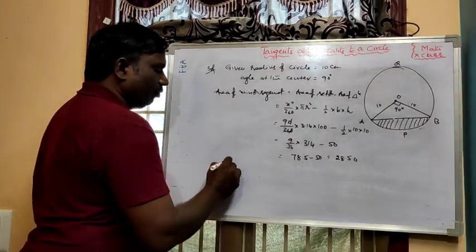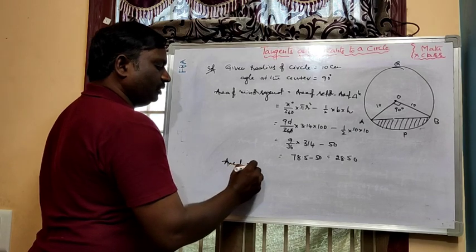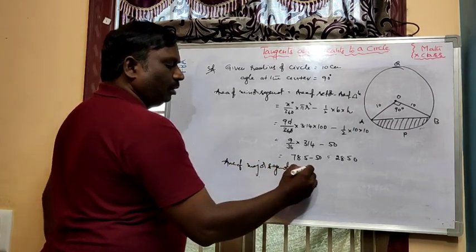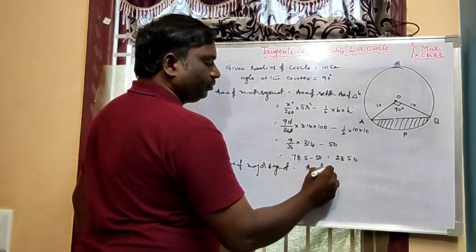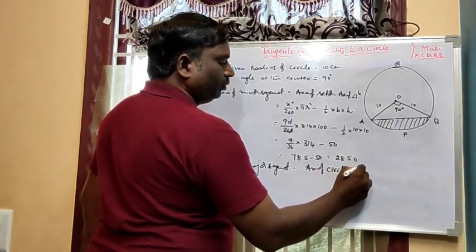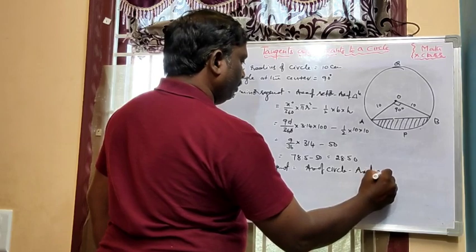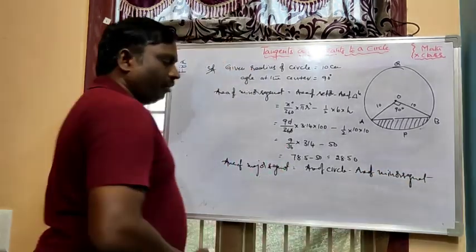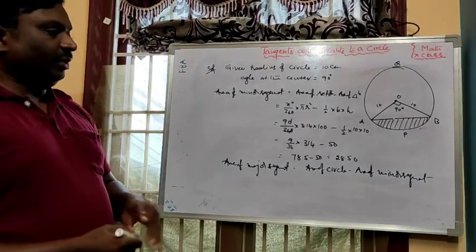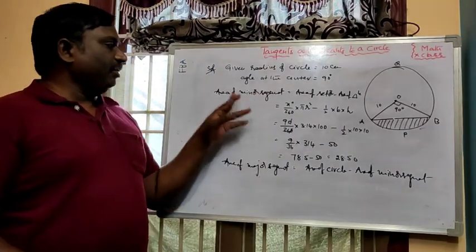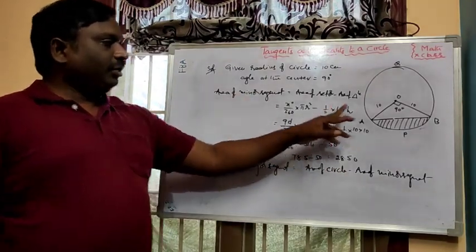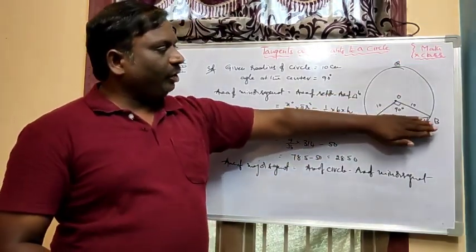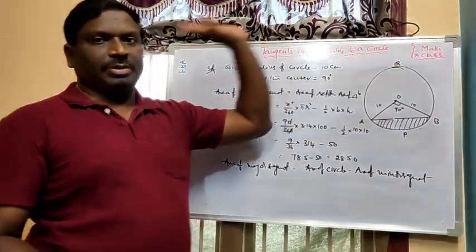So area of major segment is area of circle minus area of minor segment. So what is the area of major segment? We need to find here the minor segment and major segment. If you find the minor segment, then from the total area of the circle, if you remove the minor segment, you'll get the major segment.